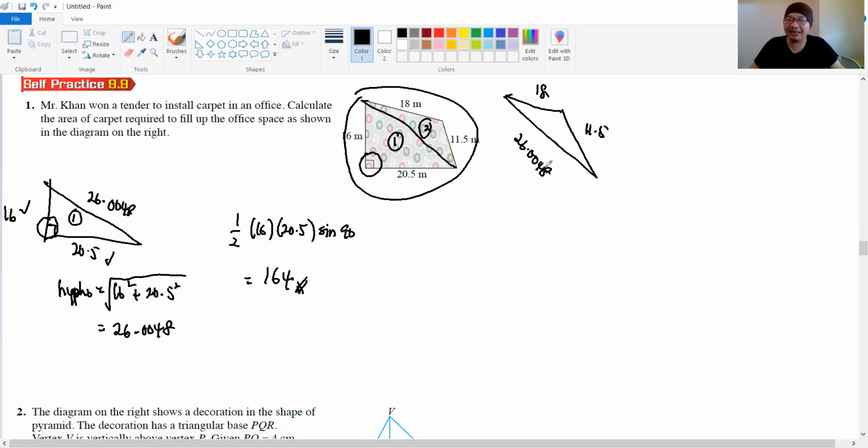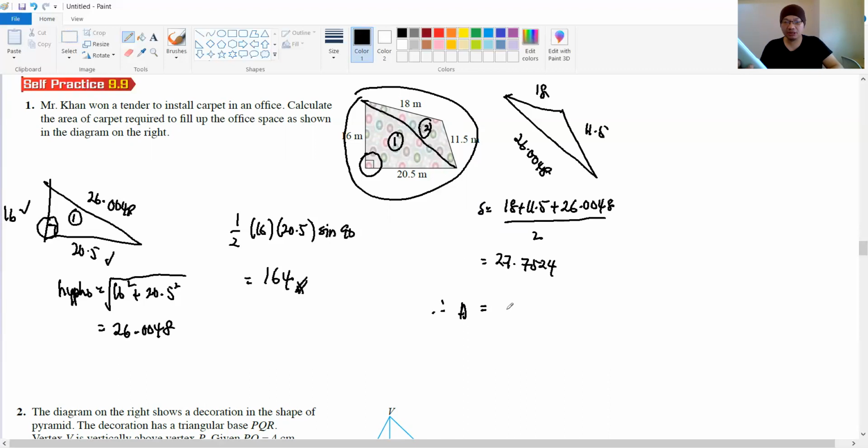So we need to apply the Heron method, or you can use the second method, which is the Cos Rule. It's up to you. I'm using the Heron method. According to the Heron method, the first step is to find the S value. So 18 plus 11.5 plus 26.0048, divided by 2. The answer will be 27.7524. This is my S, the mid perimeter.